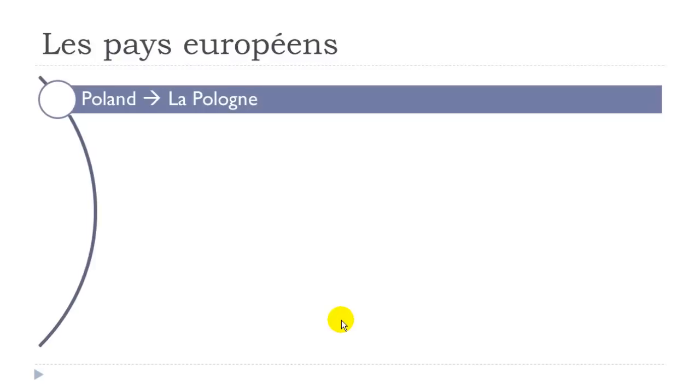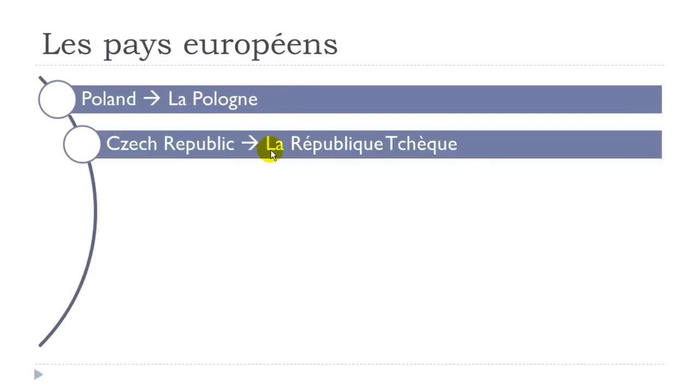Okay, continues. La Pologne. Ni, ni, again. La Pologne. La République Tchèque. So remember, Q-U-E, k, Tchèque. La, and then here as well, République. K, la République Tchèque. Okay? La République Tchèque.